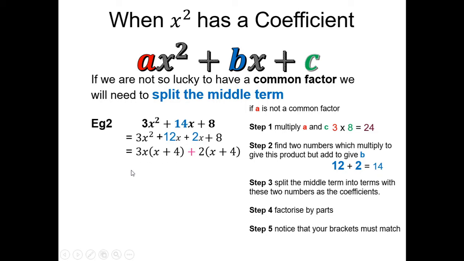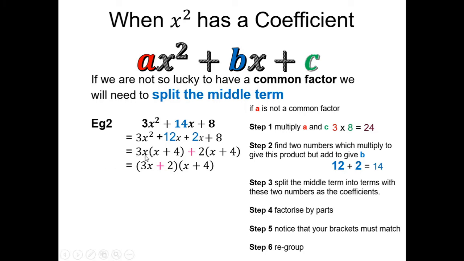Next step. Notice that my brackets match. They do match. I've got 4 in both of the brackets. They're both positive 4s. It's exactly the same. Okay, so I can say that I've got 3x times (x plus 4), and I've got 2 times (x plus 4). So all together, grouping that together, I have (3x plus 2) multiplied by (x plus 4).